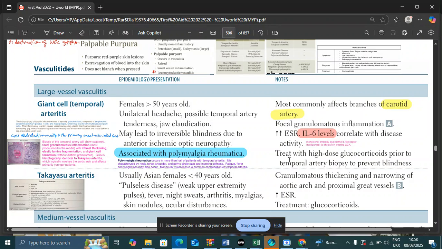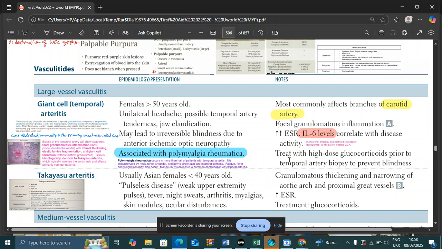Okay, let's start with giant cell arteritis, also called temporal arteritis. So this large vessel vasculitis, which is called giant cell arteritis, is also called temporal arteritis. It has two names, so you should remember both names.